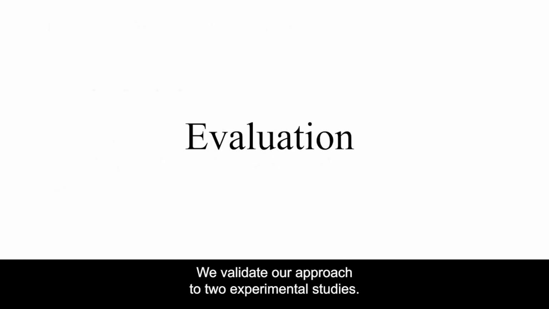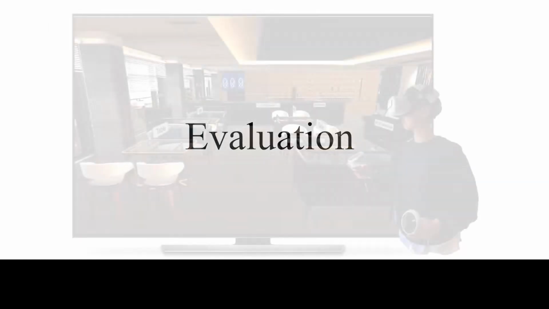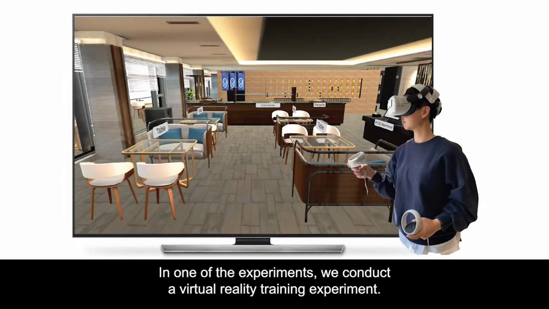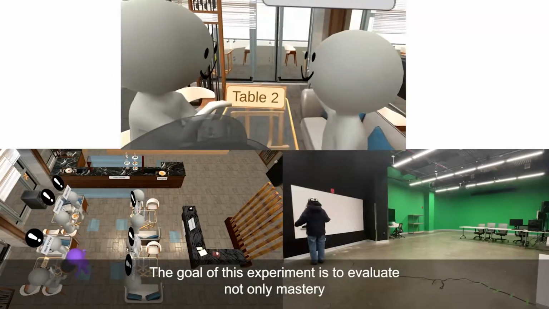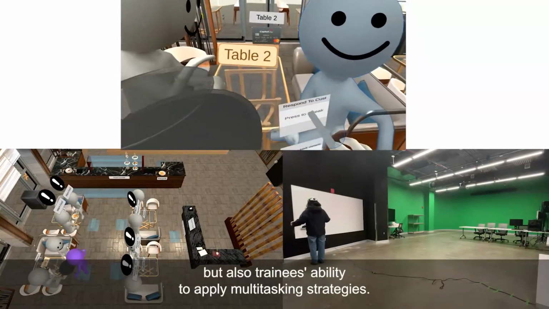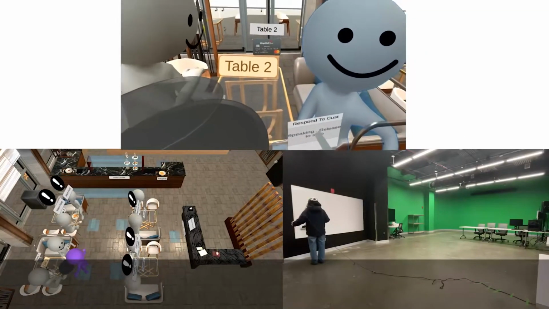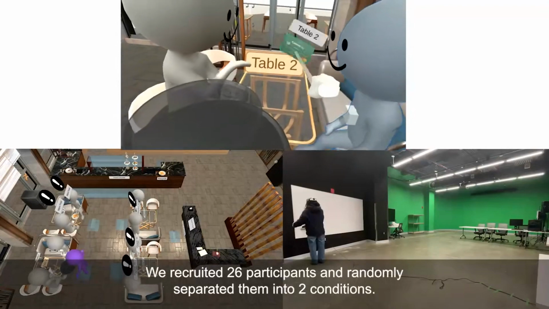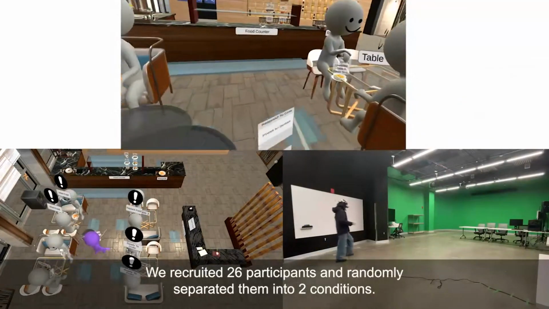We validate our approach through 2 experimental studies. In one of the experiments, we conduct a virtual reality training experiment. The goal of this experiment is to evaluate not only mastery of individual restaurant tasks but also trainees' ability to apply multitasking strategies. We recruited 26 participants and randomly separated them into 2 conditions.